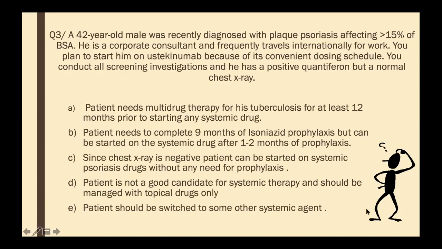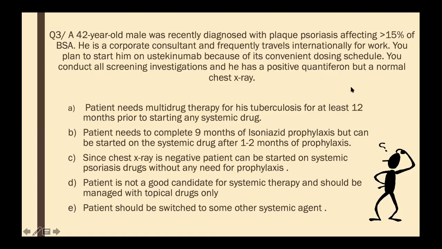A: Patient needs multi-drug therapy for his tuberculosis for at least 12 months prior to starting any systemic drug. B: Patient needs a complete 9 months of isoniazid prophylaxis, but can start a systemic drug 1 to 2 months into the prophylaxis. C: Since the chest X-ray is negative, patient can be started on a systemic psoriasis drug without any need for prophylaxis. D: Patient is not a good candidate for systemic treatment and should be managed with topical only. E: Patient should be switched to another systemic agent. What do you think?